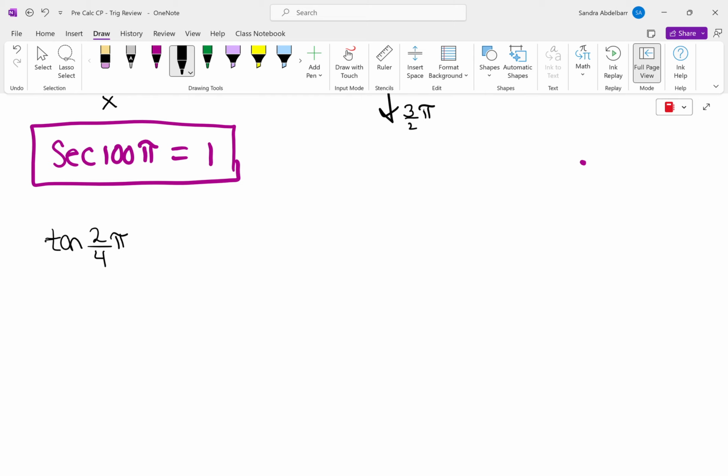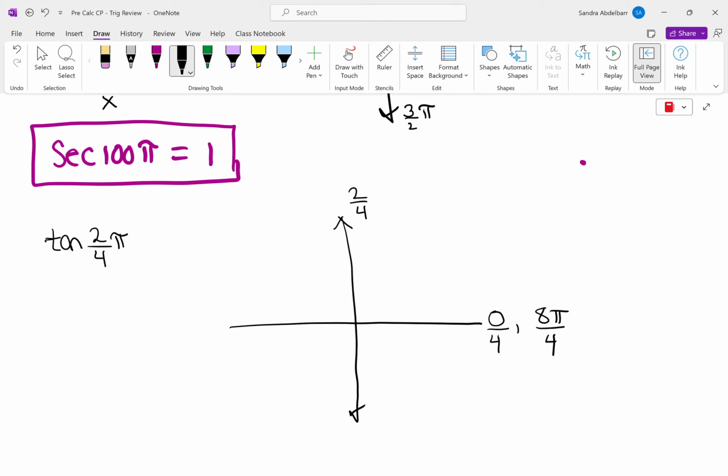I think I like changing to degrees more. It's fun. So guys, what should you have realized? This is on the unit circle. So if you make your common denominator, this is 0 over 4. This is 8 pi over 4. This is 2 over 4 pi. This is 4 pi over 4. And this is 6 pi over 4.